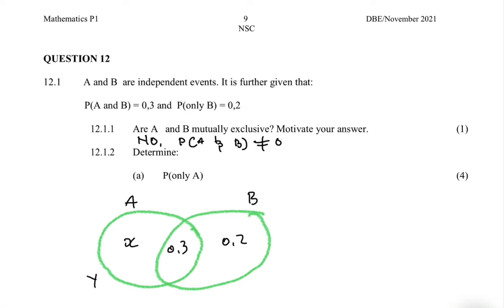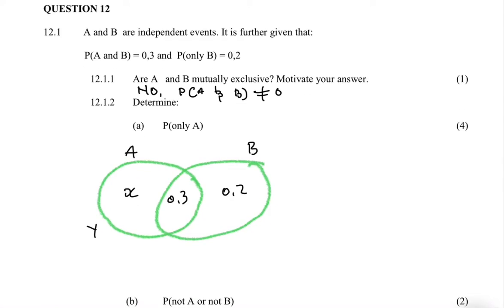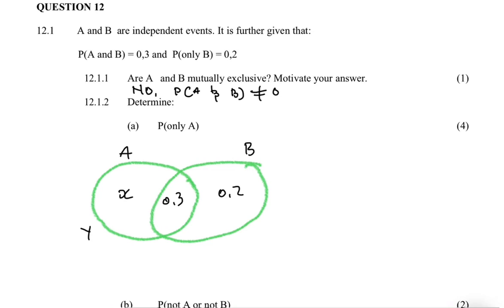12.1.2 says, determine the probability of only A. We have the probability of only B, the probability of A and B, and then we're looking for the probability of only A, or X on our Venn diagram, right? So from the formula, we know that the probability of A and B is equal to the probability of A multiplied by the probability of B. So what is the probability of A and B? It is given to us, right?